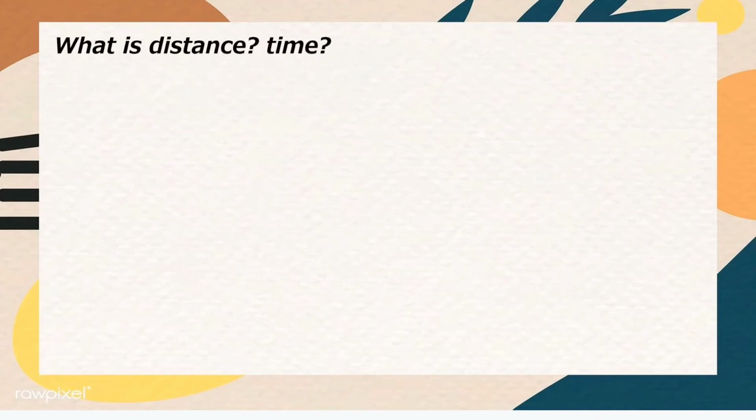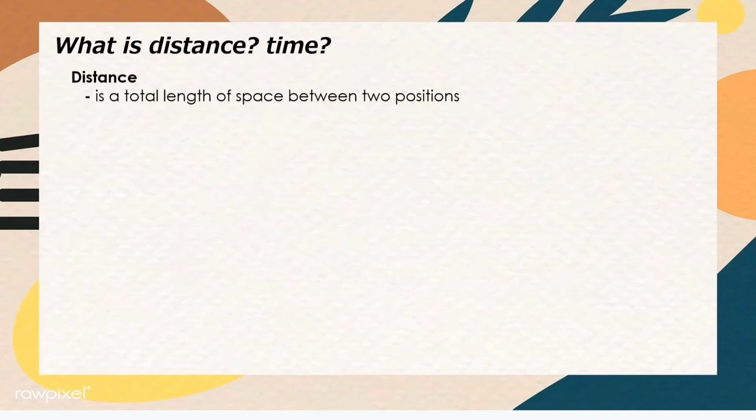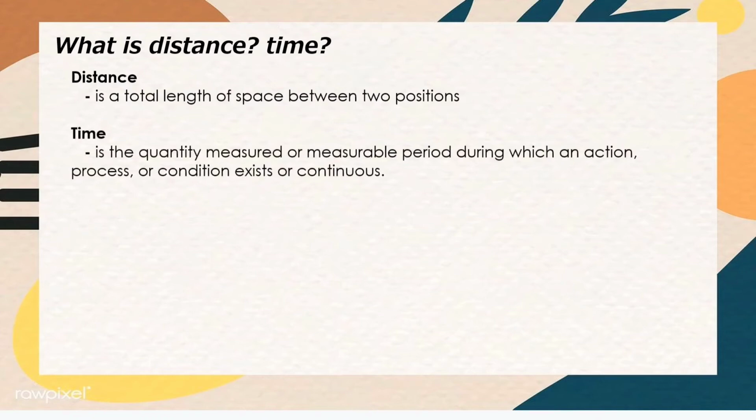Okay, so what about when distance or time is the one missing? First, let us identify what a distance is and what a time is. When we say distance, it is the total length of a space between two positions. So distance means how far, okay? And then time is the quantity measured or measurable period during which an action, process, or condition exists or continues. So when we say time, it is the length of time the action was done.